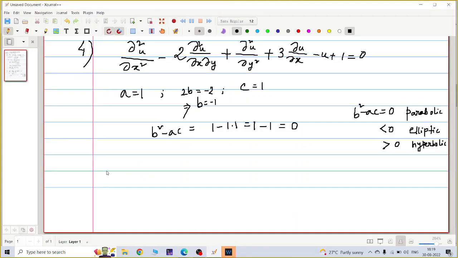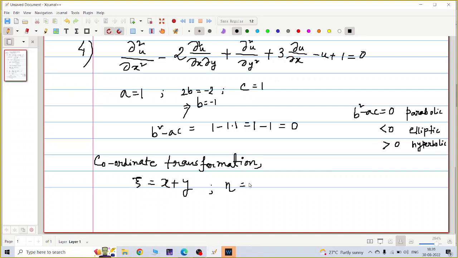So the method is that you first have to see what coordinate change you have to give. The coordinate transformation is xi equal to x plus y, they are saying, and eta equal to any function of x and y, that you have to find. The question is that you have to find what eta is. Okay, let me go to the next page.